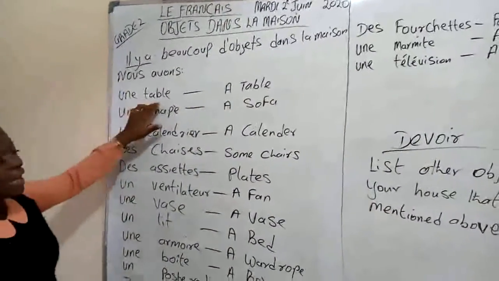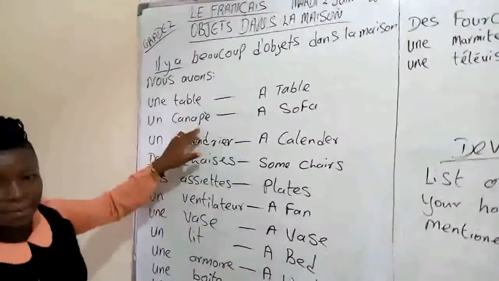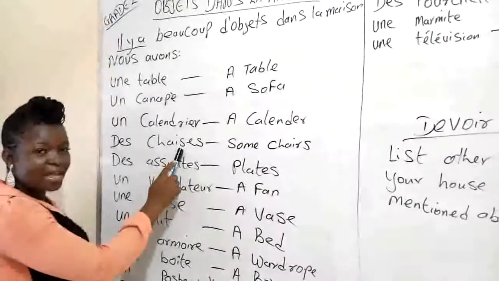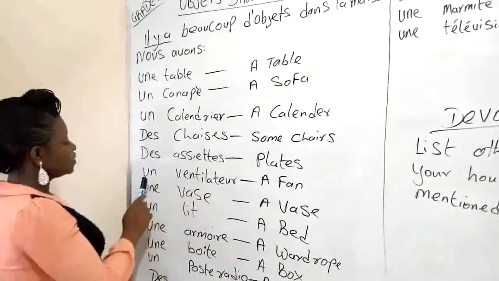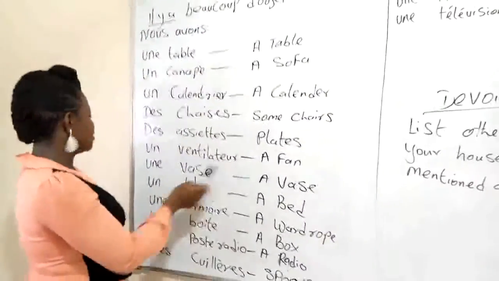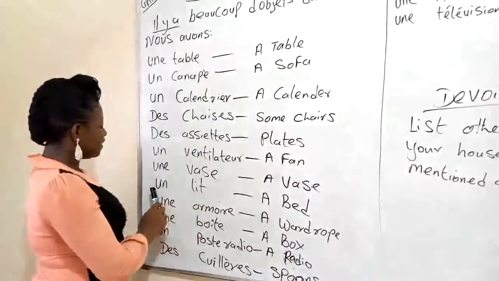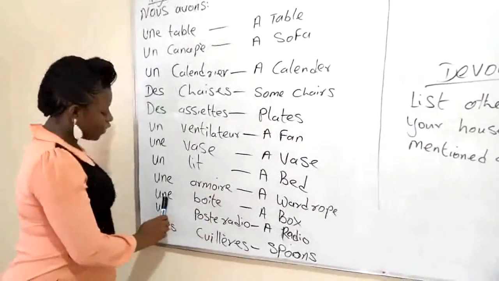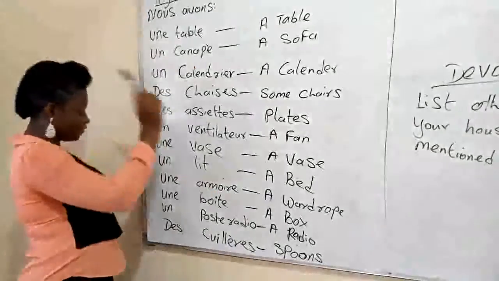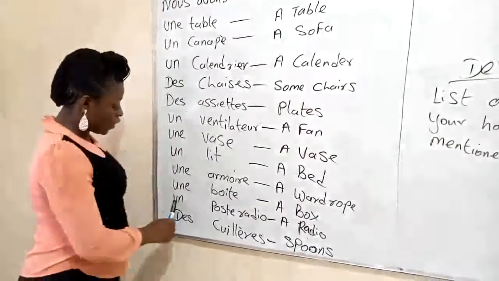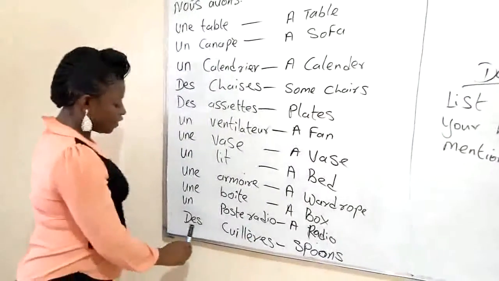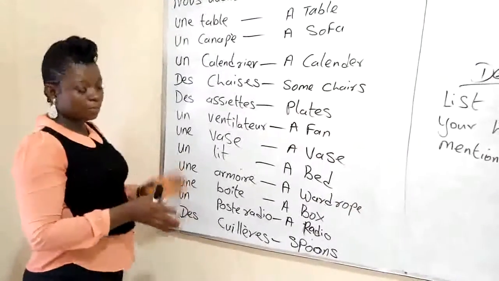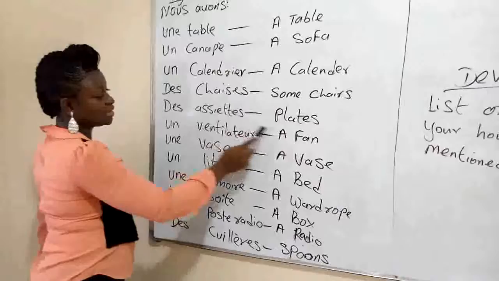Nous avons une table, nous avons un canapé, nous avons un calendrier, nous avons des chaises, nous avons des assiettes, nous avons un ventilateur, nous avons une vase, nous avons un lit, nous avons une armoire, nous avons une boîte, nous avons un poste radio, nous avons des cuillères, and the cuillère here means spoons, so don't confuse them with plates. The cuillère is spoons and the assiette is plates.